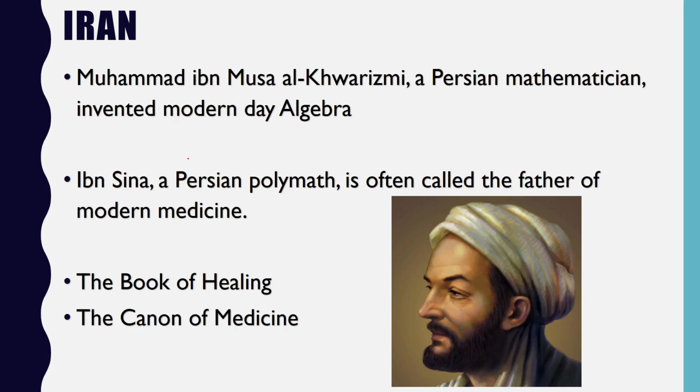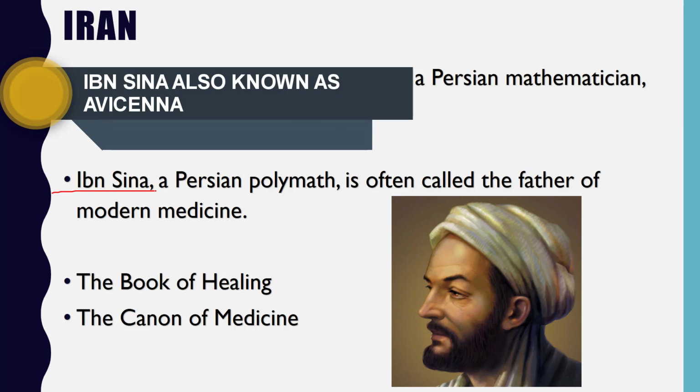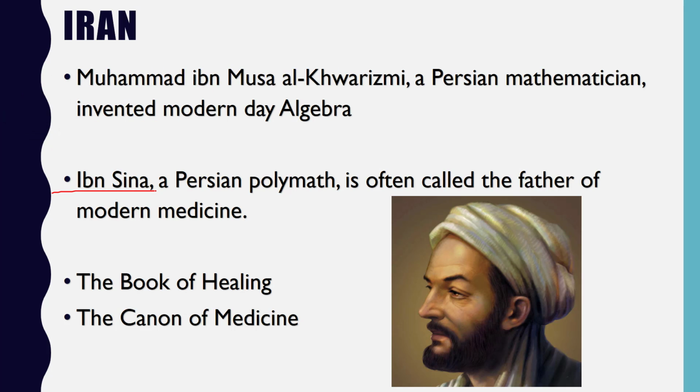Then there was also Ibn Sina. He was a Persian polymath. He is often called the father of modern medicine. He wrote 2 important books. You should remember this for prelims point of view. The first book is the Book of Healing and the second one is the Canon of Medicine.